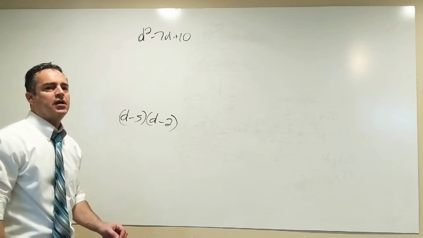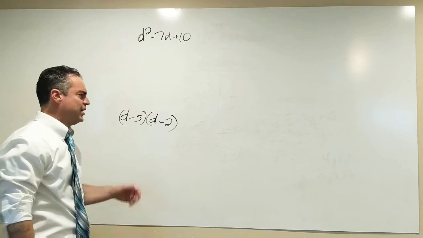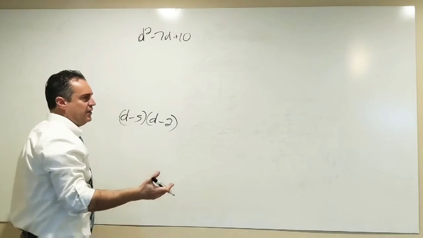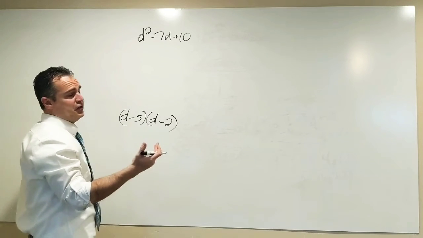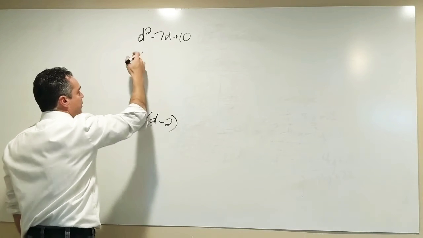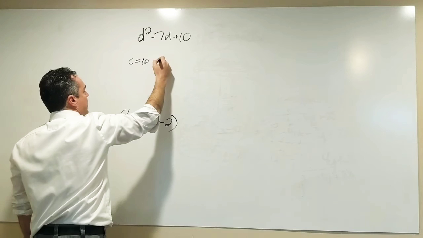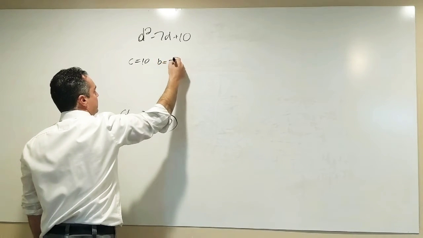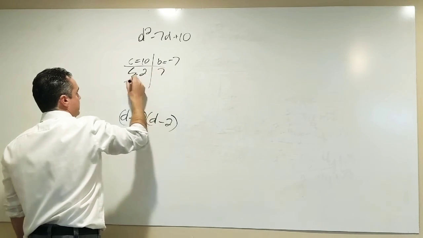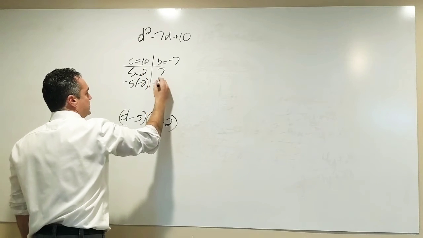So we'll pretend to pause again. Hopefully you did the problem. So let's do this together. Is this in descending order? Yes, it is. First thing we need to do is check for a common factor. No other methods are usable. We're using method 3, A equals 1. C equals 10 and B equals negative 7. 5 times 2 makes 10, and 5 plus 2 makes positive 7. Negative 5 and negative 2 make positive 10, but when added together make negative 7.